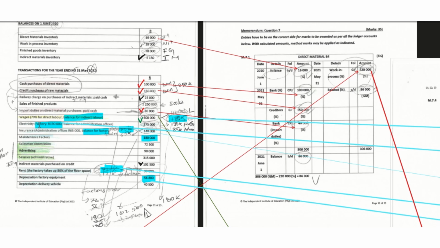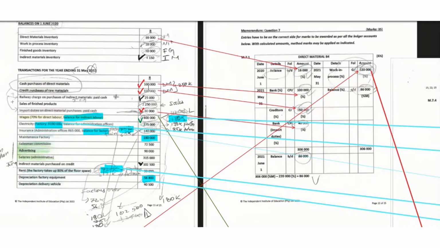But you have cash purchases of direct material. What does it tell you? This goes into the direct material account, right? So you have direct material, you have credit purchase of raw material, which is direct material. That's the reason why I put there next to 100,000 and 150,000 DM to represent direct material. So the total there will be 250,000. It doesn't matter whether it was both cash or on credit, doesn't matter here.